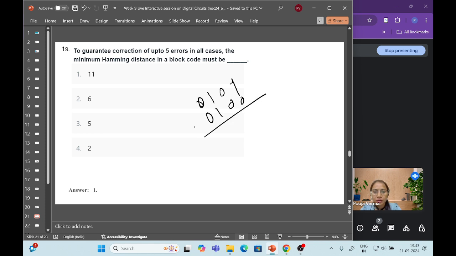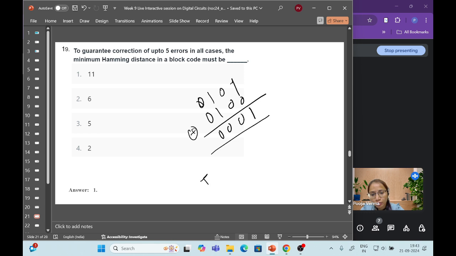If you take the XOR of these two, you will get the distance. Or you can directly write 0 where the bits are the same, and where they are different, you take 1. So the number of ones is the Hamming distance, the difference between the corresponding bits.